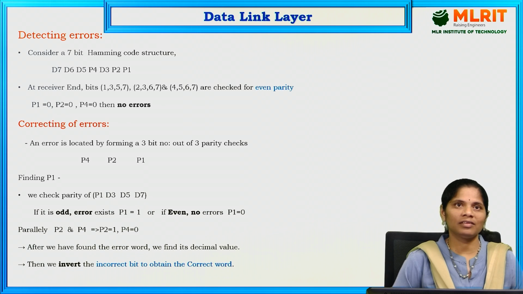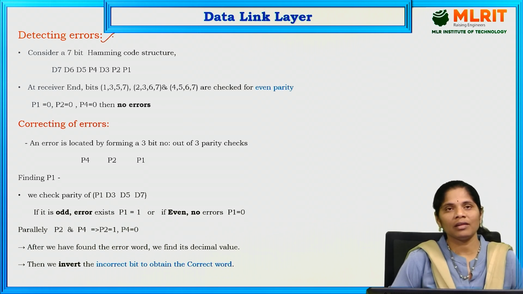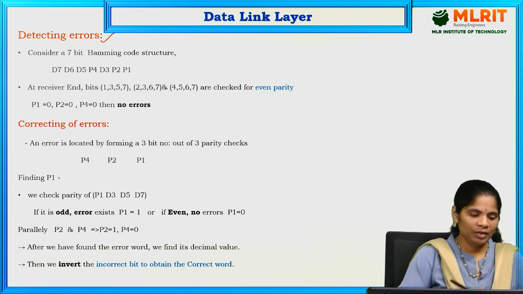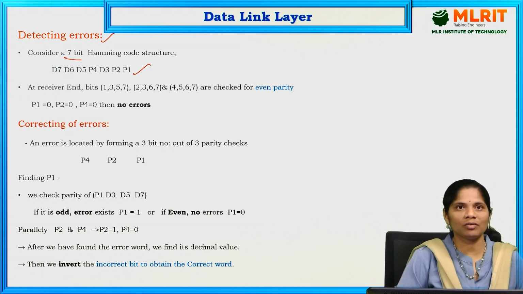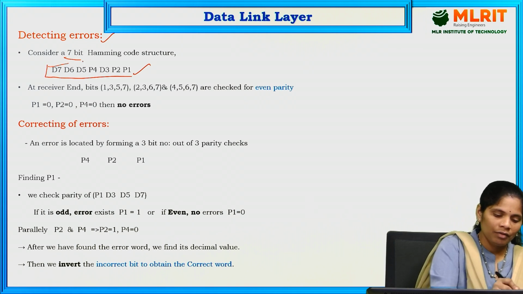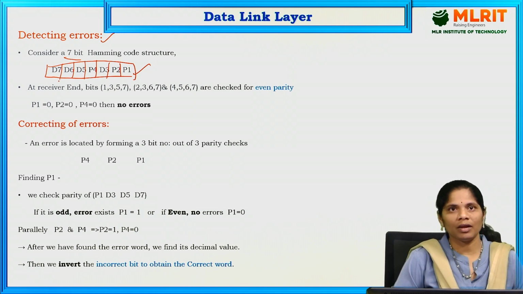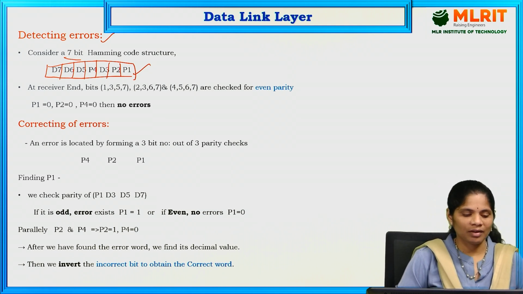So this is the receiver side. Here, first, it has to detect whether any errors are there or not. For that, this is the structure. Here we have considered only the 7-bit Hamming code structure, with P1, P2 and so on, as we already allocated. We know that based on the positions that are powers of 2, we allocate the parity bits and data bits. So at the receiver side it will check first.